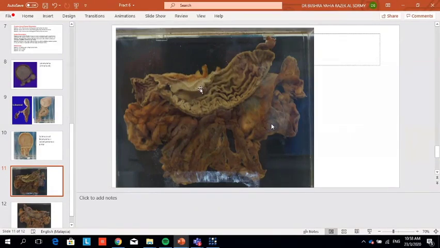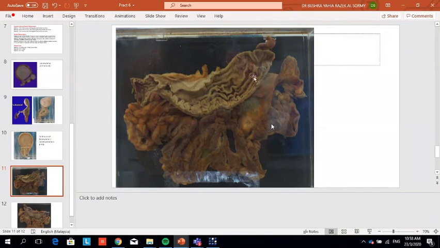The tumor, see the whitish color is already not compressed, invading until the serosa. Can you see this is the fat tissue? So the whitish color is invading the whole layer.